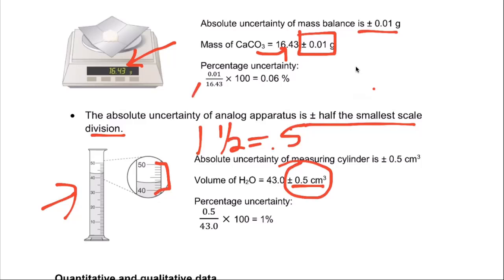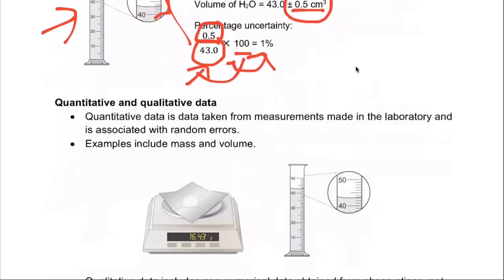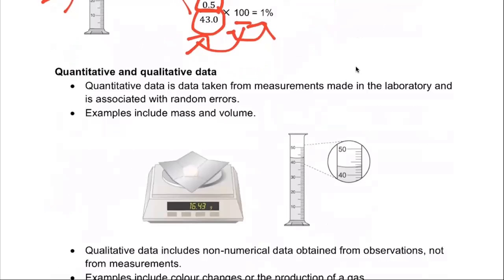Now, percentage uncertainty is taking that absolute uncertainty and just converting it to a percent. So you do the uncertainty divided by your actual measurement, and then you multiply by 100 to make it a percentage. And so both of those did that. This was 0.01, that's the uncertainty, divided by the actual measurement from our instrument, the 16.43, times 100. Down here, 0.5 was the uncertainty, 43 was the measurement, multiplied by 100, and then here's our percentage. Okay. Now, those are important because those are going to directly apply when we're doing calculations in our lab. So we're going to look at an example in just a minute.